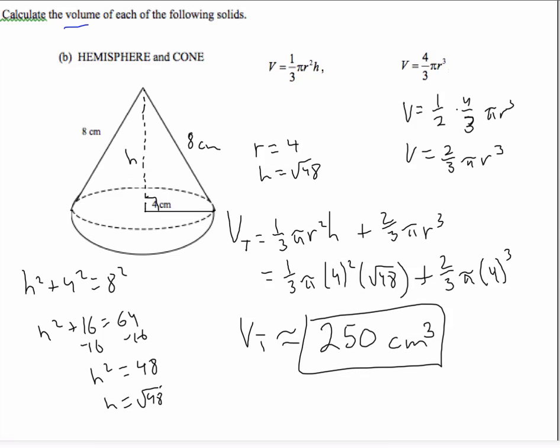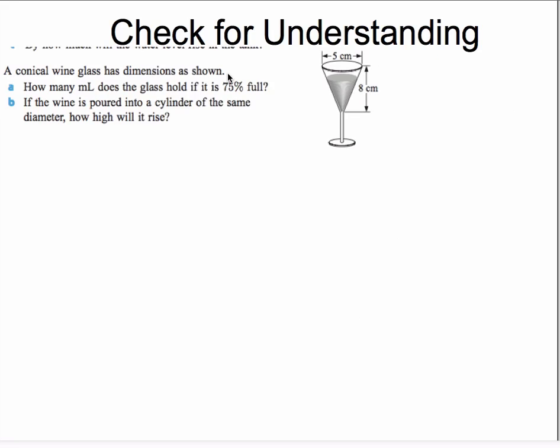Okay, next we're going to do one more example. A conical wine glass has dimensions as shown. How many milliliters does the glass hold if it is 75% full? Okay, so let's take a look at this. Let me draw a little bit bigger picture of this here. Okay, so 5 centimeters is the diameter, so actually that's going to be 2.5. It's going to be the radius, and the height is 8 centimeters. Alright, so how many milliliters does it hold if it's 75% full?